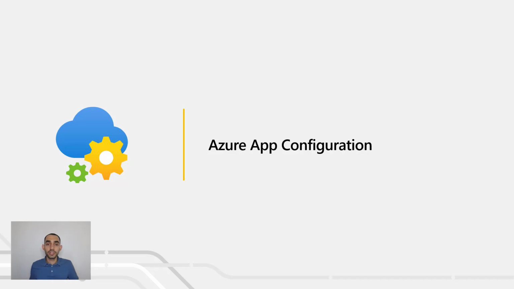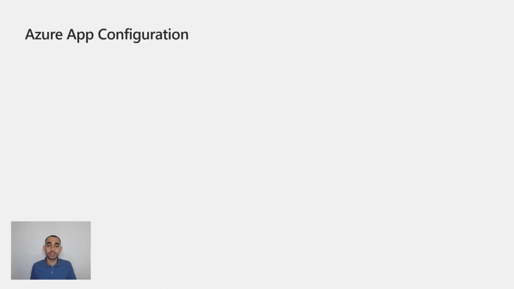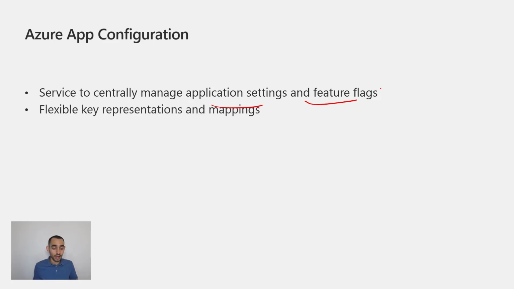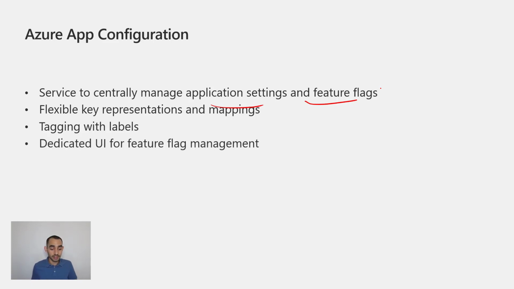Azure App Configuration is one of the services that let us manage our application configuration, like the name indicates. So it's a service to centrally manage application settings and also feature flags. So here we identify two features. And it contains flexible representations and mappings. It contains also tagging with labels, and it has a dedicated UI for feature flag management.